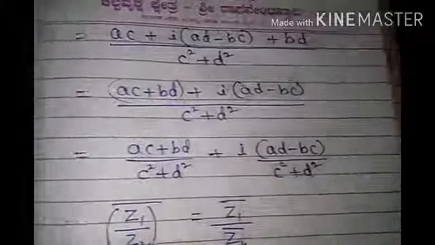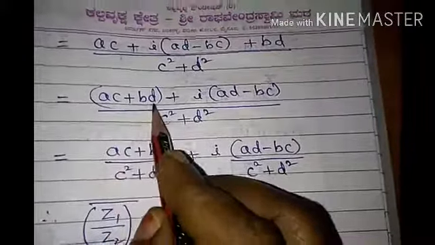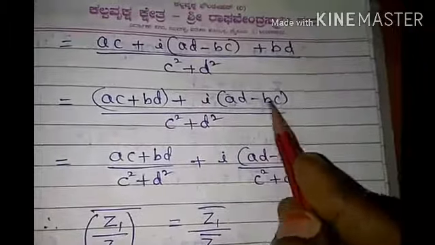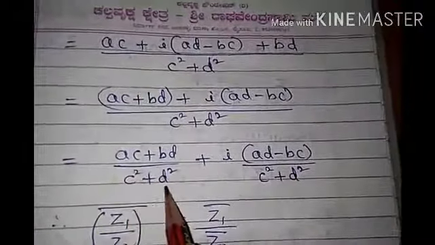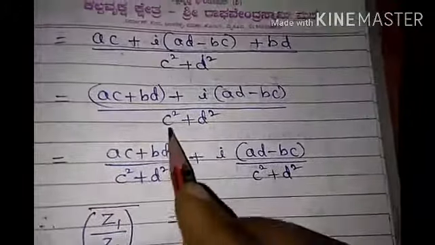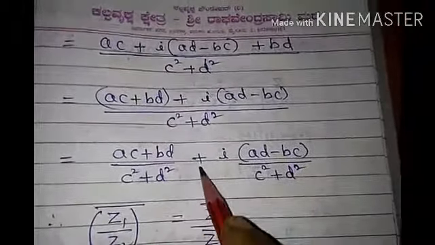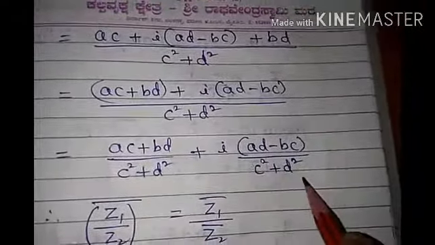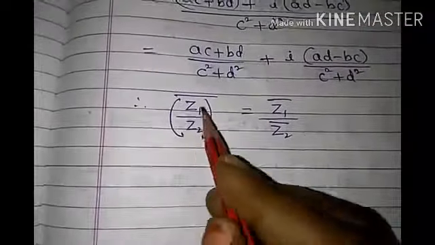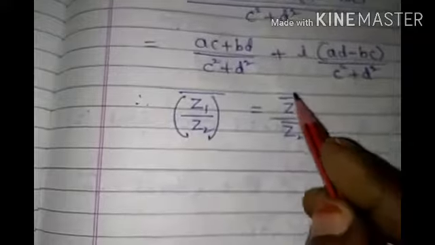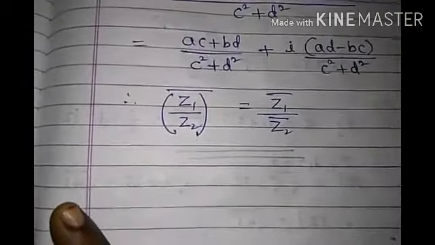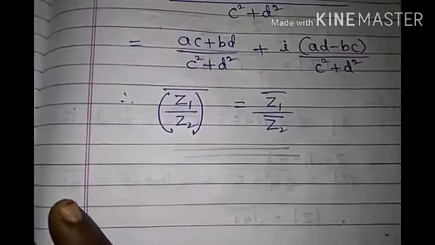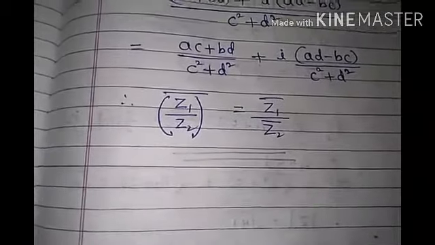So which is equal to AC plus i into (AD minus BC) plus, minus of minus becomes plus, BD by (C square plus D square), which is equal to (AC plus BD) plus i into (AD minus BC) by (C square plus D square). Dividing the two terms, that is (AC plus BD) by (C square plus D square) plus i into (AD minus BC) by (C square plus D square). Observing the values, (Z1 by Z2) whole conjugate is equal to Z1 conjugate by Z2 conjugate. This is about the properties of the conjugate of a complex number. Thank you.